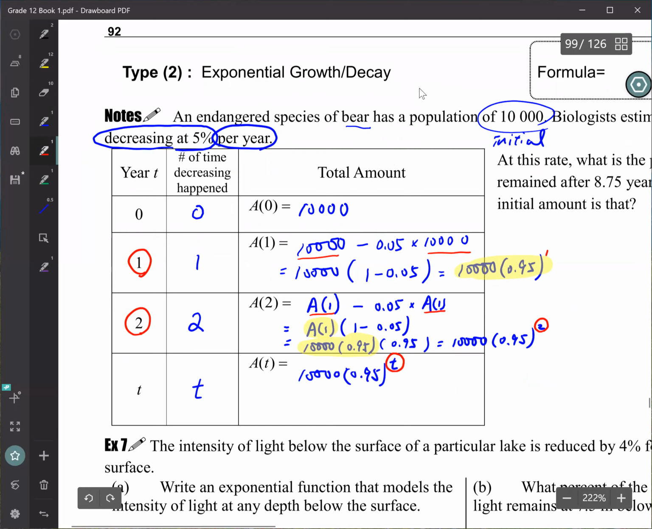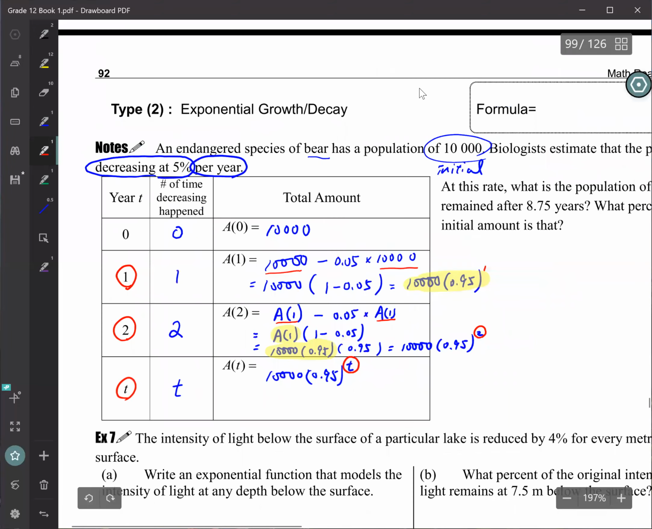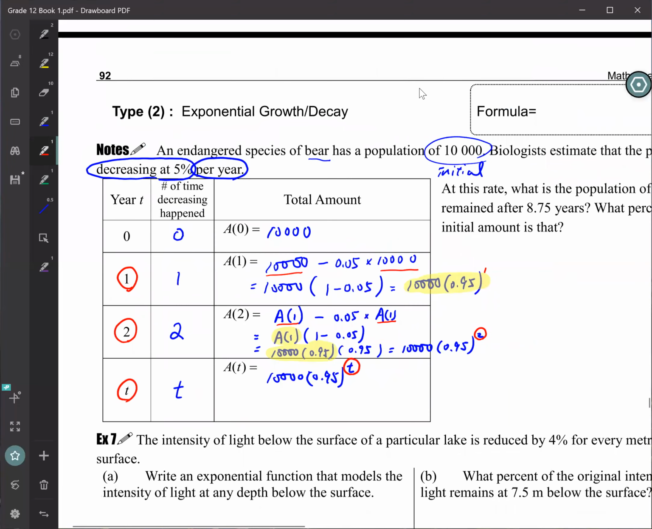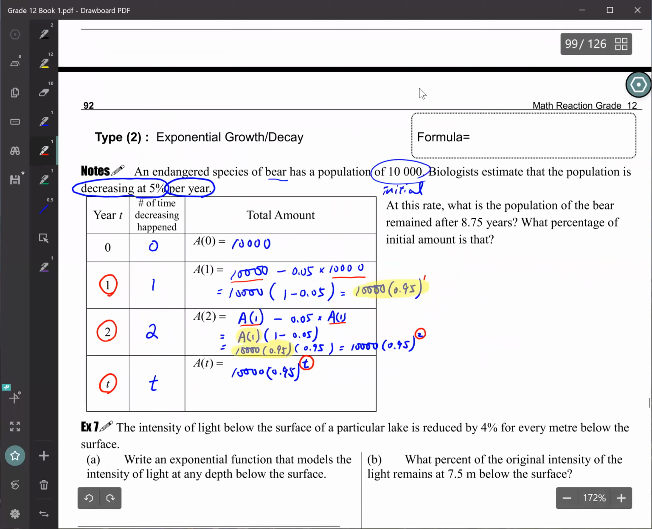So this one is a simple example first. We'll start with this one. There are some variations later. So let's use this formula. Take out your calculator. Let's do this question on the side. At this rate, what is the population after 8.75 years? And also it's asking what's the percentage compared to the initial population. So I'll let you calculate that. And when you get an answer, please raise your hand.